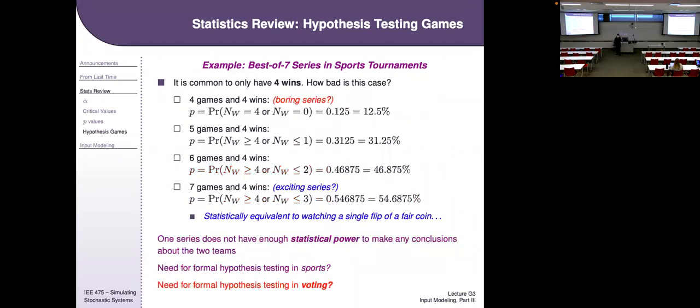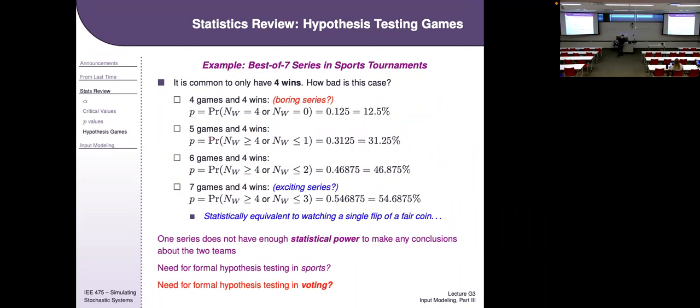So then we can start analyzing those outcomes. If there are 4 games and 4 wins, that seems like a boring series. The p-value for that is 12.5%. Still doesn't reach critical. All right, so 5 games and 4 wins.